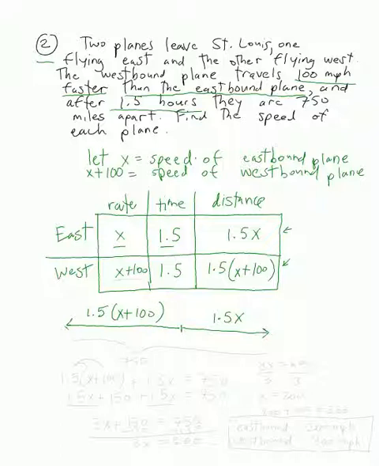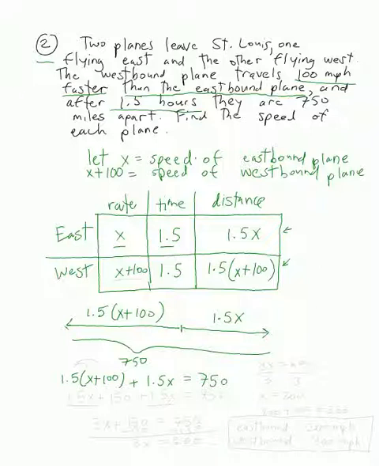So it says, how far apart are they? Let's see, 750 miles apart. That means that this whole distance is 750. That means that the sum of the distances is 750. And that is the key to the problem. So I'm going to write this distance plus this distance is equal to 750. That's how far apart they are.